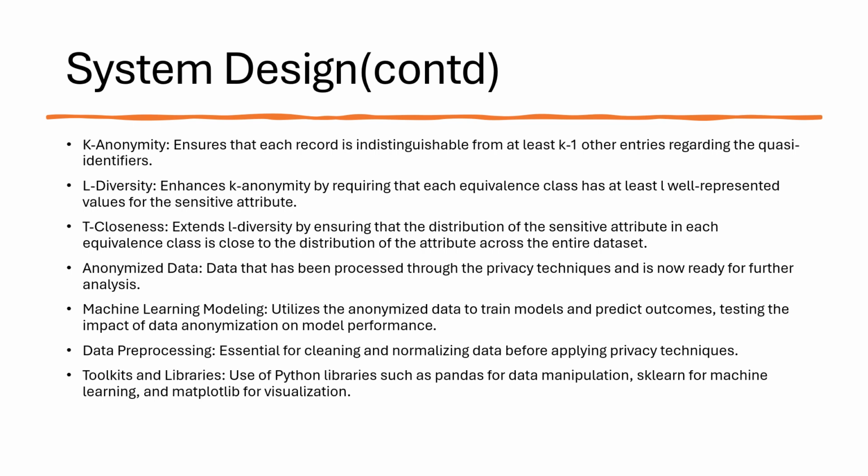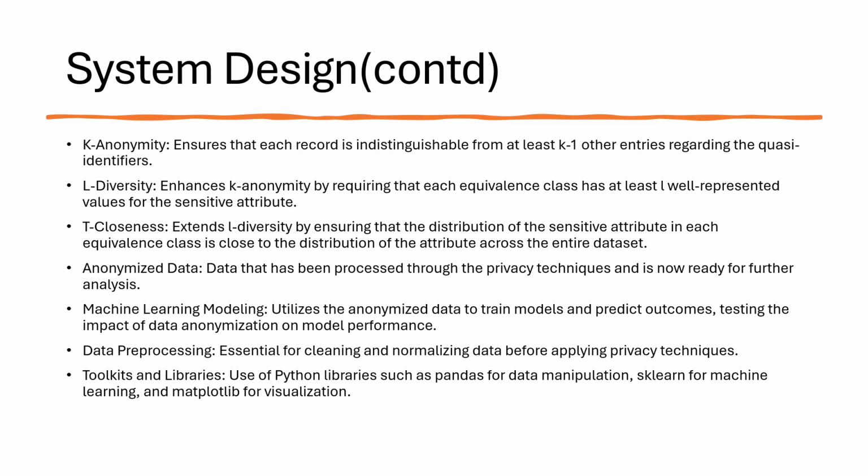Here are the details about the techniques involved in system design. K-anonymity ensures that each record is indistinguishable from at least k-1 other entries regarding the quasi-identifiers. L-diversity is an extension to k-anonymity, which requires that each equivalence class has at least L well-represented values for the sensitive attribute. T-closeness further extends L-diversity by ensuring that the distribution of the sensitive attribute in each equivalence class is close to the distribution of the attribute across the entire dataset.